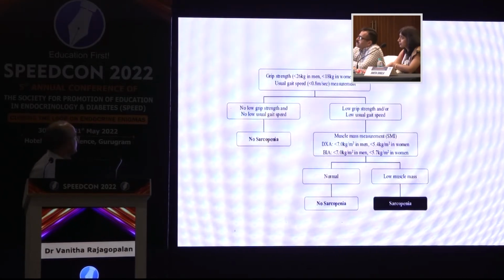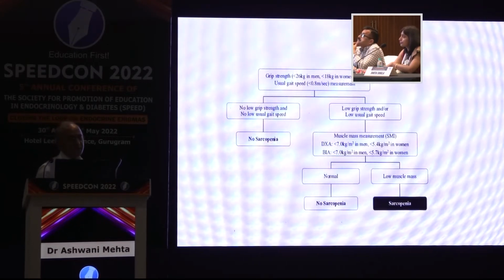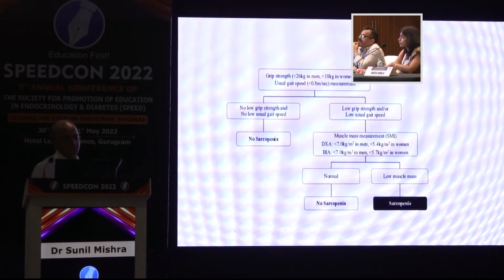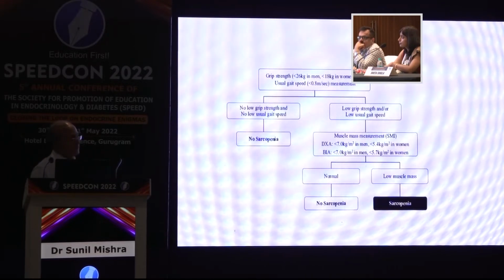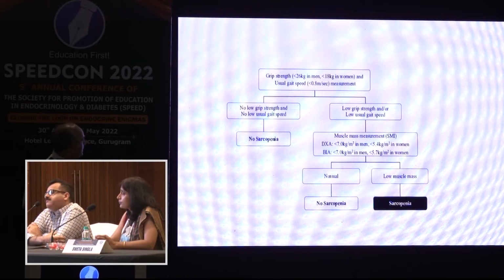So you do the hand grip, then the gait speed is also one of the measurements. If there is no issue with the hand grip and the gait is usual, no sarcopenia. But if there is low grip strength and low usual gait speed, then you need to measure the skeletal muscle mass. You may do it by DEXA, or by impedance, which is a simple machine most hospitals now have. If the DEXA or BIA is less than 7 in men and less than 5.4 in ladies, it is low muscle mass, and if it is normal, there is no sarcopenia. So this is how we diagnose sarcopenia.